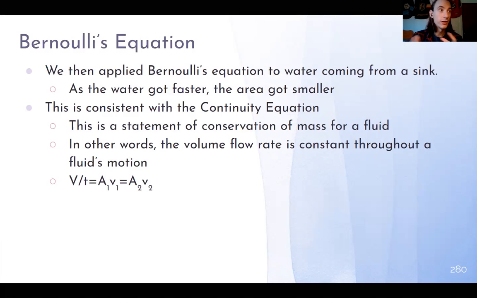And then what we did was we applied this Bernoulli's equation to water coming out of a sink. And we said, okay, as the water got faster, we saw that as it went down, the area got smaller. So we had this idea like, hey, as the height decreased, the velocity got bigger.